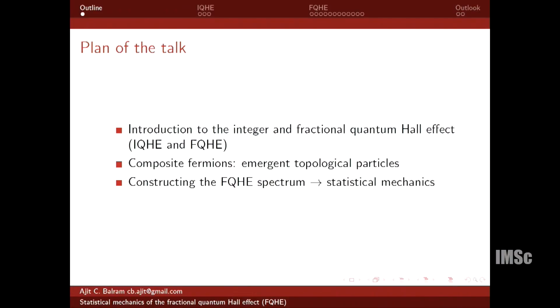Okay, so the plan of the talk is as follows. I'm going to first give you a very quick introduction to what are called integer and fractional quantum Hall effect. And then I'll tell you how you can understand the fractional quantum Hall effect in terms of some exotic objects called composite fermions. And then I'll come to the main part of the talk, which is building up the spectrum of fractional quantum Hall using these composite fermions.